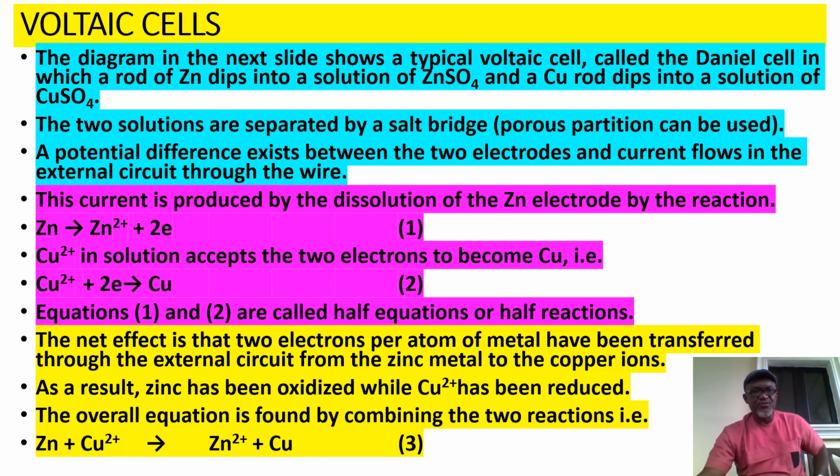Zinc metal would be oxidized to zinc 2+, and 2 electrons will be given off in equation 1. Now copper ions in solution, Cu2+ in solution, will accept these 2 electrons and be reduced to Cu metal. That is equation 2. Now when we combine the two equations, we will get equation 3. Of course, the two electrons cancelling out from both sides of the equation. So as a result, the zinc will be oxidized while the copper will be reduced. And that will give us this last equation. And it is this flow of electron in the external circuit that constitutes the current in the voltaic cells.